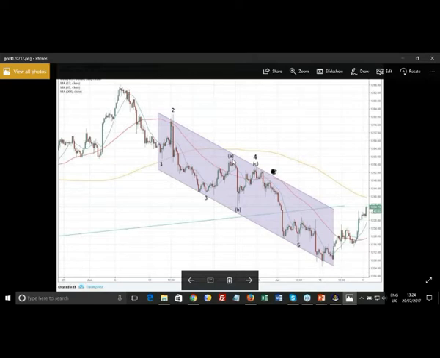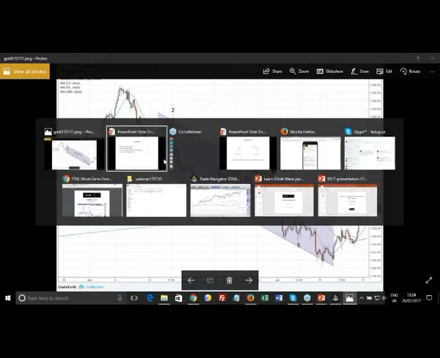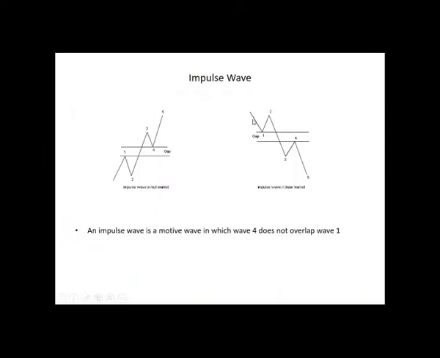And one of the characteristics of the impulse wave is that wave 4 doesn't go above the bottom of wave 1. It cannot do that. It's not possible. Okay, so here we have the impulse wave. The one on the left is in a bull market. The one on the right is in a bear market. And gold is in a bear market. So this is why it's going down in 5 waves.